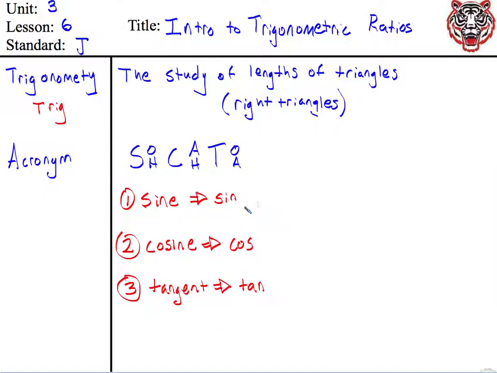All right. So sine. What is sine? That is O over H. And what do those letters mean? Those are, again, helpful. So O means opposite. A means adjacent. And H is hypotenuse.